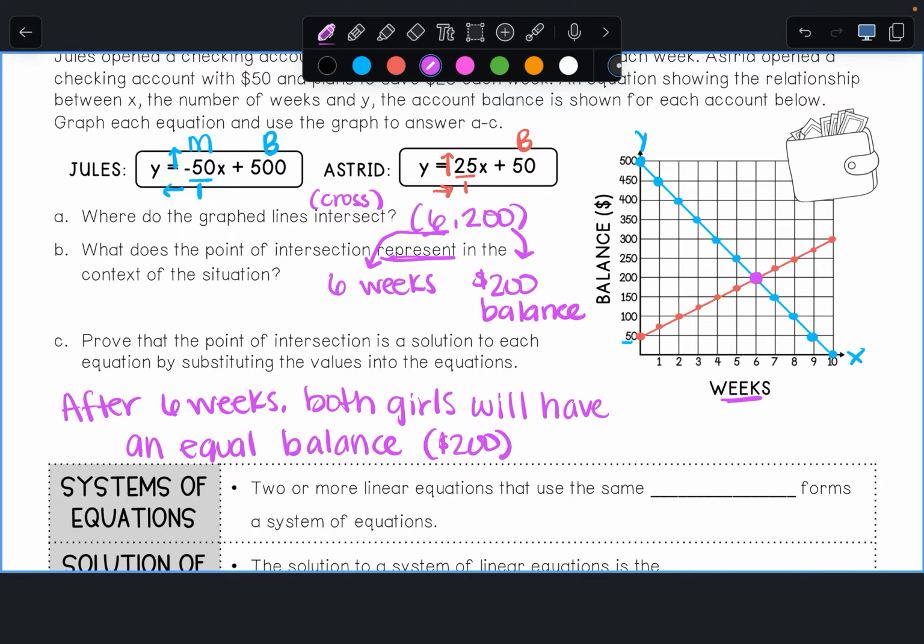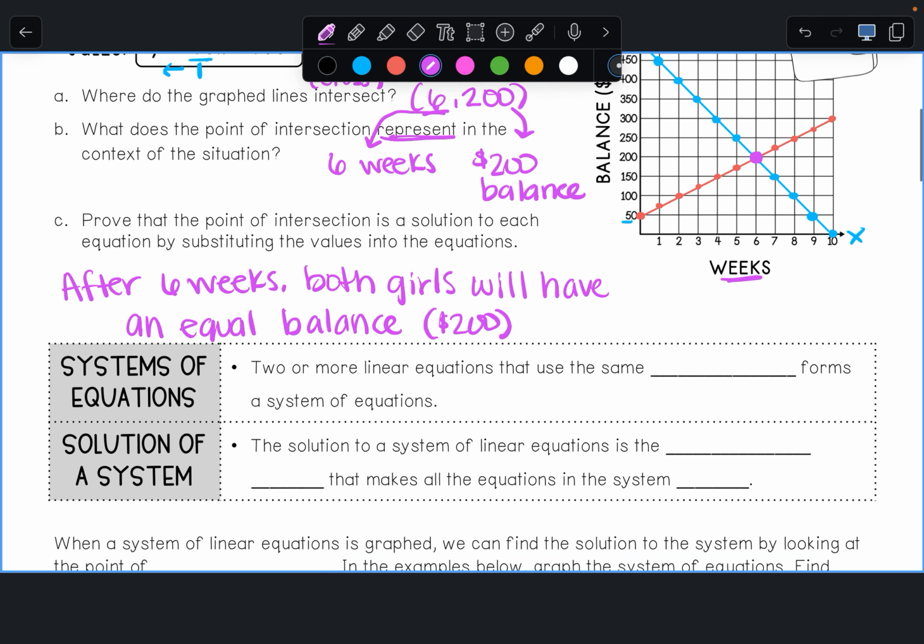But over the next couple of weeks, you're either going to be provided a graph so it's easy to see where they cross, or you have to know how to find that point of intersection when you're not provided a graph. That's the harder part.